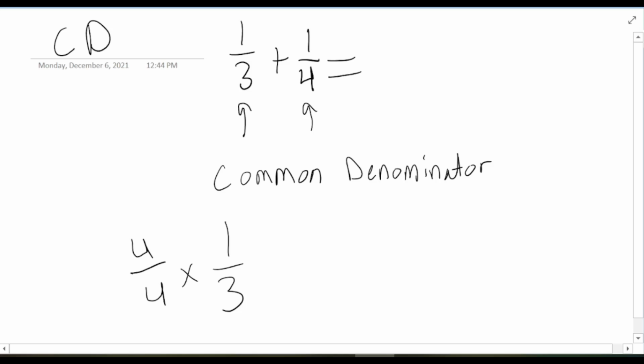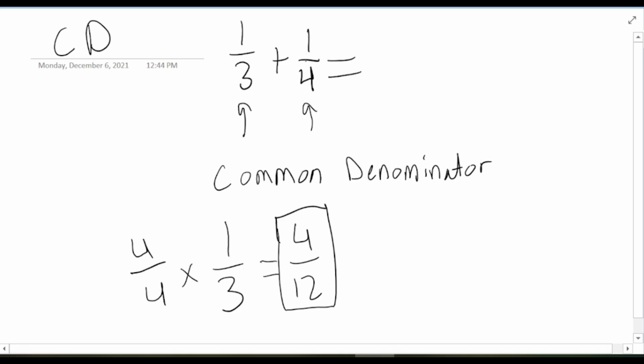So now we can multiply straight across. So 4 times 1 is 4, and 4 times 3 is 12. Great. We changed one of the fractions, 1/3, and we changed it into 4/12. Now let's work on the other fraction, 1/4.